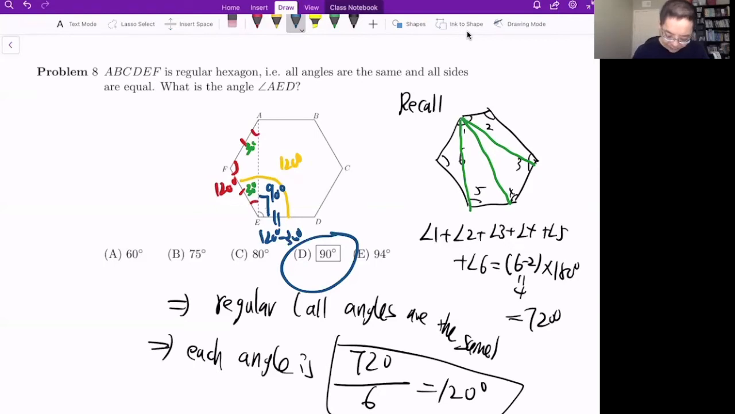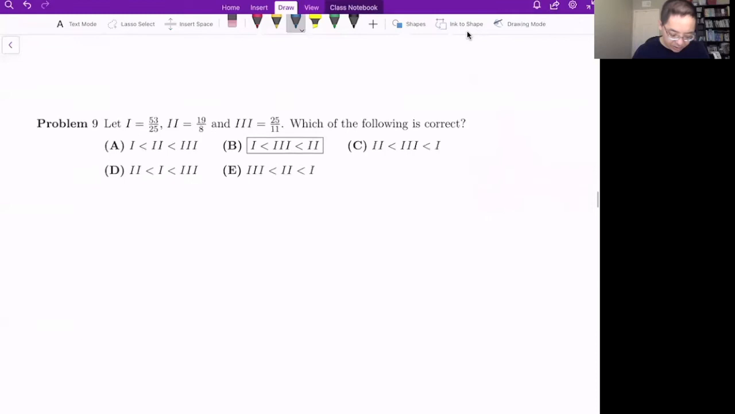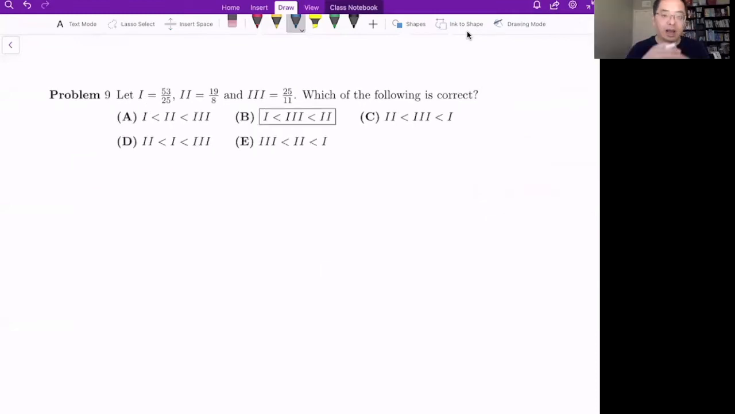All right, okay. Now let's do problem number 9. This is a question about fractions. So here we have 3 fractions. Obviously, they are all greater than 1, right? So those are so-called improper fractions, because the numerator is bigger than the denominator. All right, so now we figure out what is the order of these fractions, from the least to the largest.